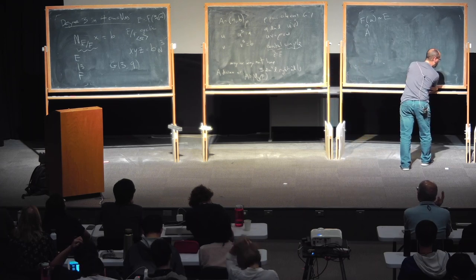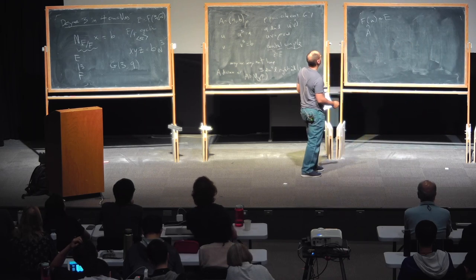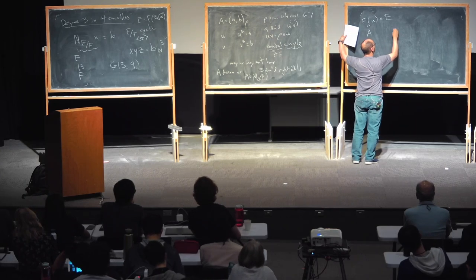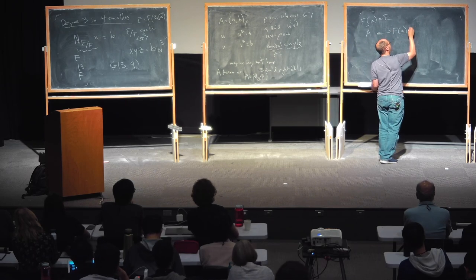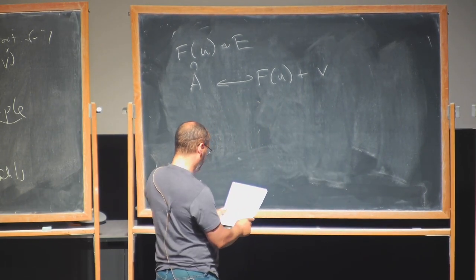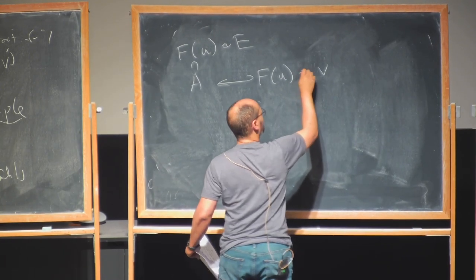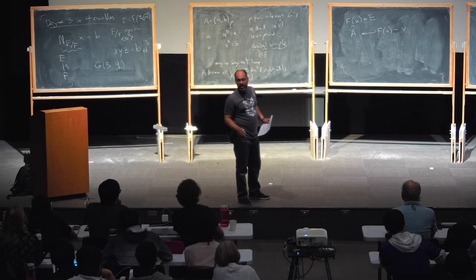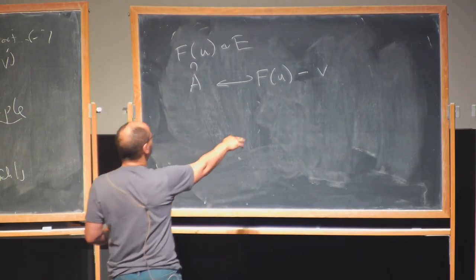So I have this F(u) inside. And then also, you can look at the following kind of affine linear subspace. I wanted this to be a minus sign. If you're going to do the problems later, then it's going to be important. Okay, so you look at this guy, F(u) minus v.